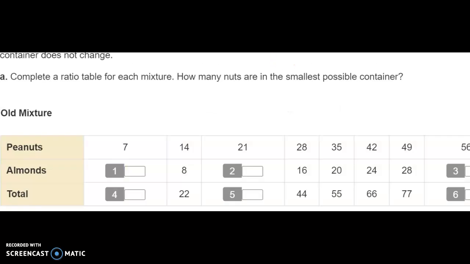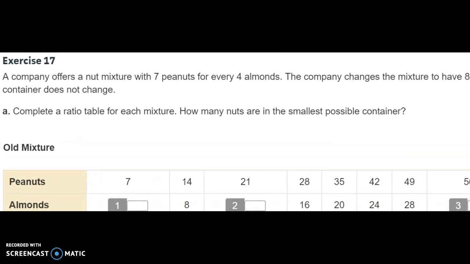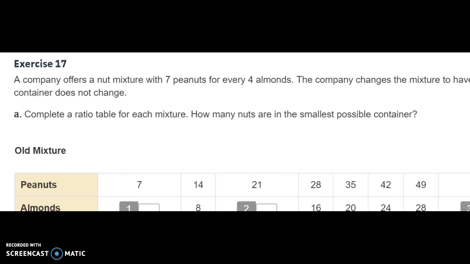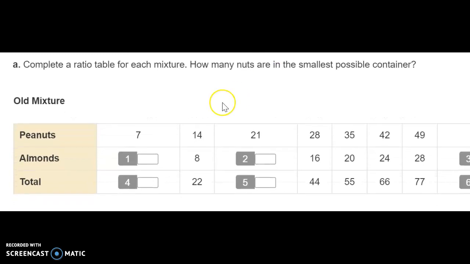We have a company, and this company has a nut mixture. For every 7 peanuts, the nut mixture has 4 almonds. And they want to know what it looked like for the old ratio. So here's my 7 peanuts. Now just pay attention to these numbers, so I'm not going in exact order. So you've got 7 peanuts, 4 almonds.